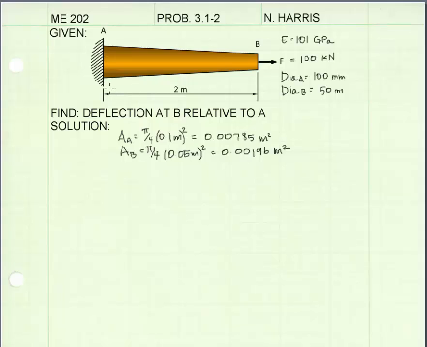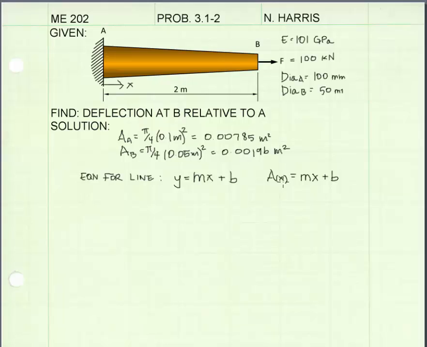What we need to do is come up with an expression for the cross-section in terms of a variable we'll call x, and we'll define x as being 0 at point A and 2 meters at point B. This is a common expression for the equation of a line. You can see the line has a slope times the variable x plus b, the y-intercept.